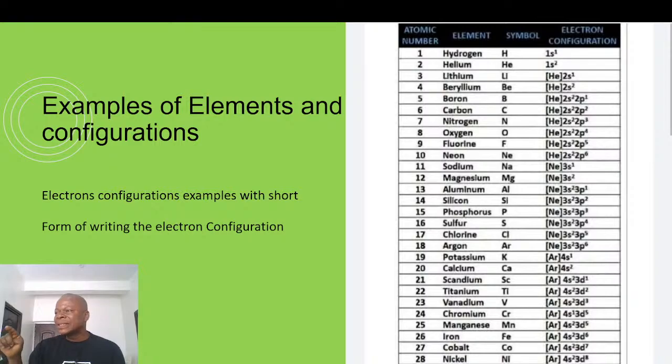So the symbol there is, and you always observe that. For aluminium, you have the neon bracket 3s2, 3p1. The silicon there is 14. You have the neon bracket 3s2, 3p2. That will give you 10 plus 2 plus 2, that is 14.